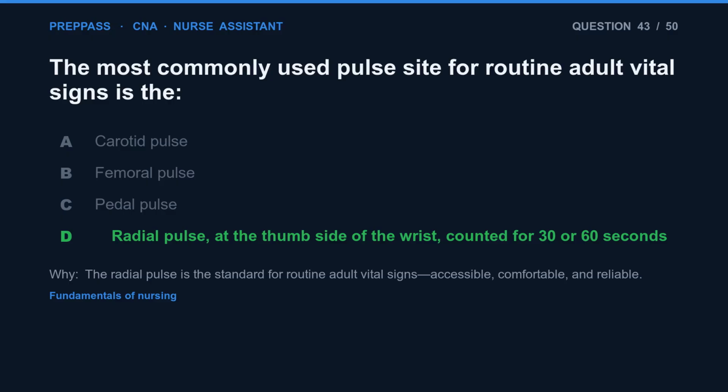The correct answer is D. The radial pulse is the standard for routine adult vital signs, accessible, comfortable, and reliable.